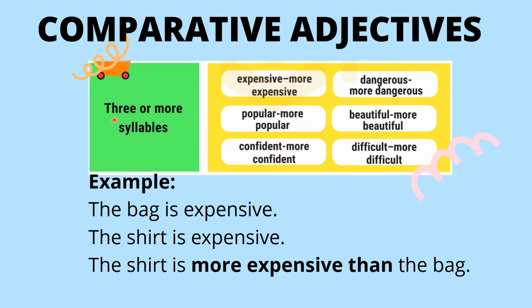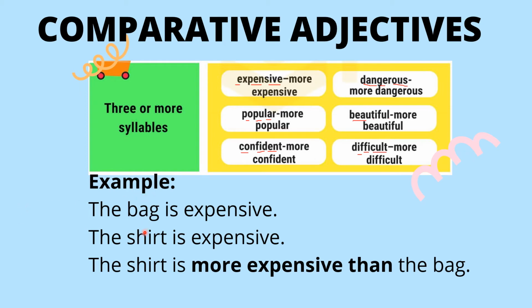Okay, what about the words that have 3 or more syllables? For words that have 3 or more syllables, you have to use more. For example, expensive, dangerous, popular, beautiful, confident, difficult. So these are words that have 3 or more syllables. For these words, you cannot use ER, but you have to use more. So it will become more expensive, more popular, more confident, more dangerous, more beautiful, and more difficult.